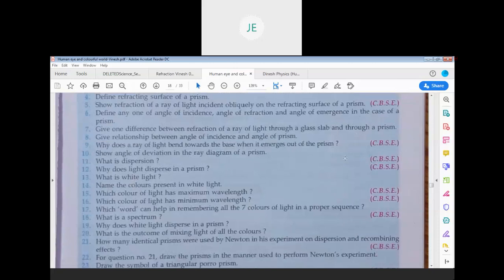Sir, because it has the least wavelength. Sir, that light that bends is violet and it has the least wavelength. Why does a ray of light bend towards the base when it emerges out of prism? Because there is a change in medium, change in refractive index. That's it.